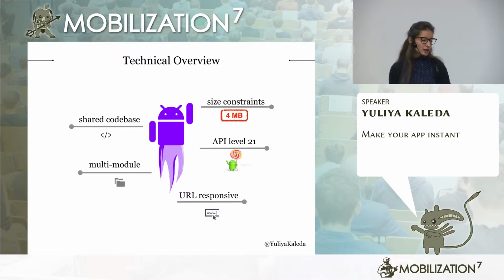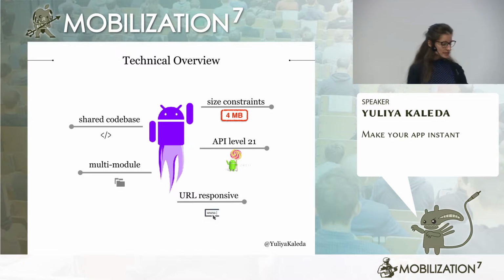And one of the specificities of Instant App is that it's URL responsive. So in order to start an Instant App, you have to click on a URL address. As you've seen from the demo, I opened Google Chrome and I clicked on the URL address. One of the questions that most people ask me is, okay, so I build an Instant App, how do I embed it into the Chrome browser, right?